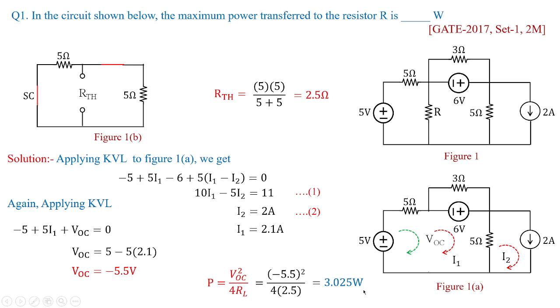So this is the perfect answer. So you need to round it to 2 decimals. Then also the answer will be 3 only. So in fact the power here is 3 watts. So it's a basic problem in power calculations for maximum power condition. Like this we have some more numericals.